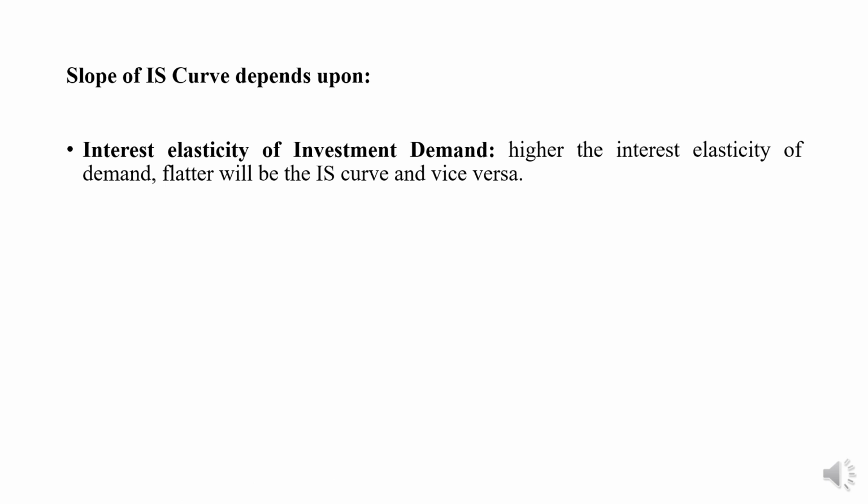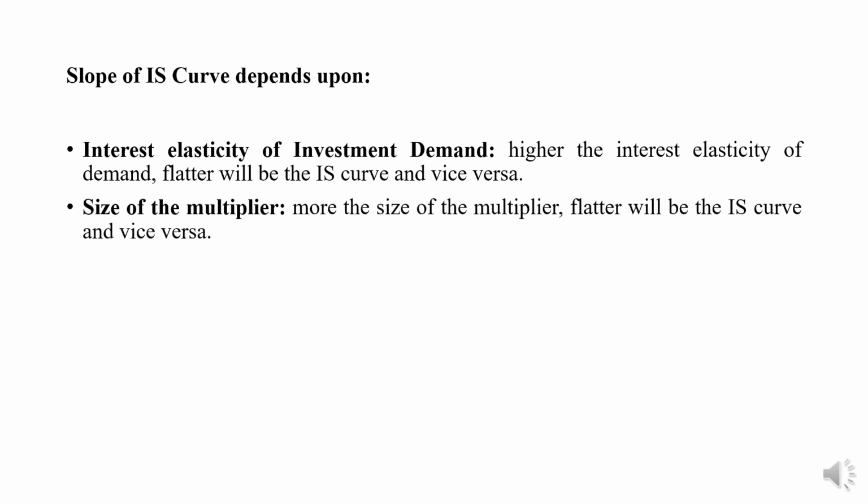The slope of the IS curve depends upon two points. Number one is the interest elasticity of investment demand. What does it mean? When the interest rate changes, or interest is high, investment is low. So the higher the interest elasticity of demand, the flatter will be the IS curve and vice versa. The second one is the size of the multiplier. The more the size of the multiplier, the flatter will be the IS curve and vice versa.